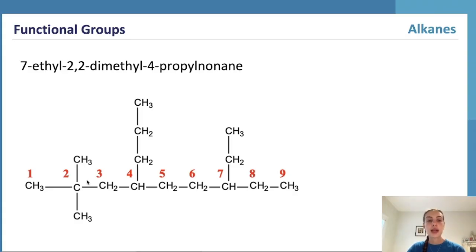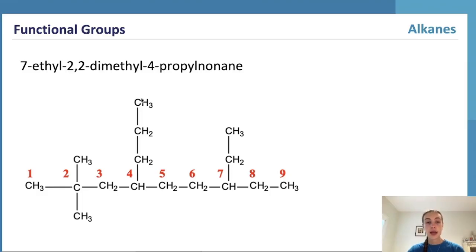If we count along this chain down the bottom here, we want to find the longest possible continuous chain. So we can count 1, 2, 3, 4, 5, 6, 7, 8, 9. So that's 9 carbons long along the longest possible chain. We could also count it in other ways, and it would still come to 9.